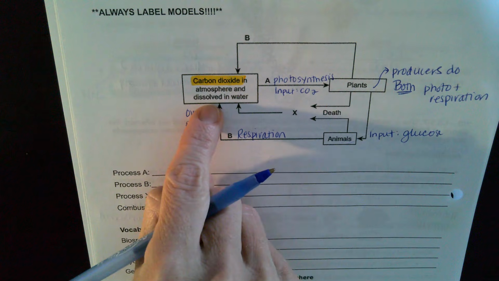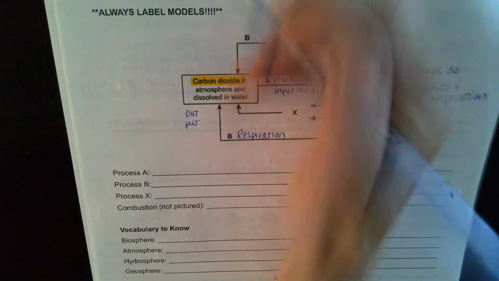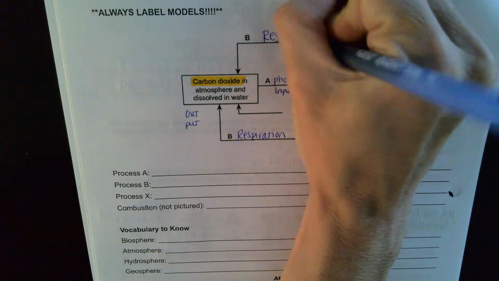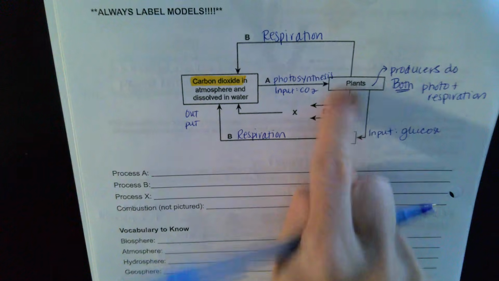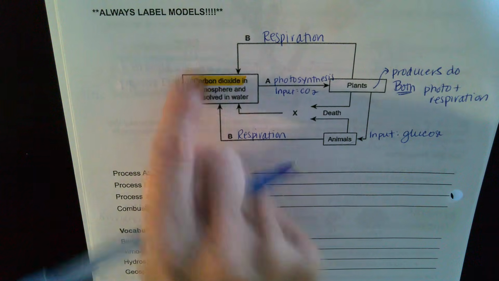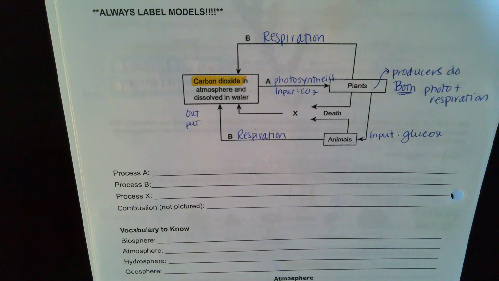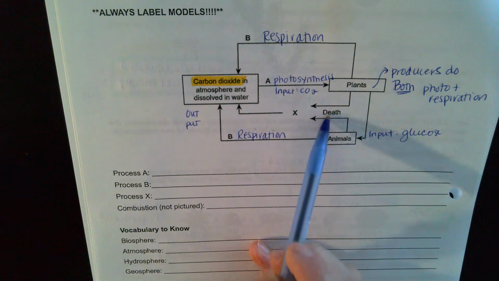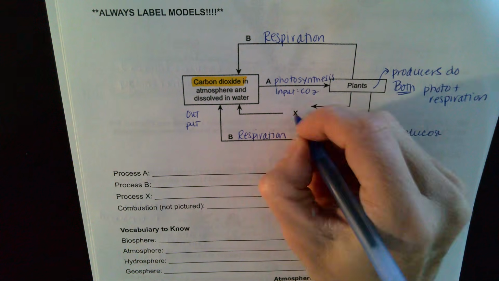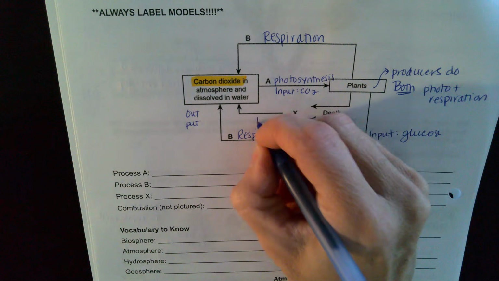Follow the arrows. Over here, this is also respiration because plants, while they make glucose, they automatically undergo respiration. They don't need to eat anything, and then it loops back around and they produce carbon dioxide. The last one we have here is when they die. When they die, this process X is going to be decomposition.